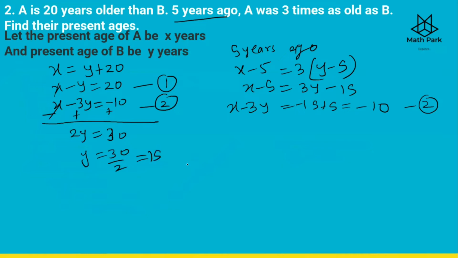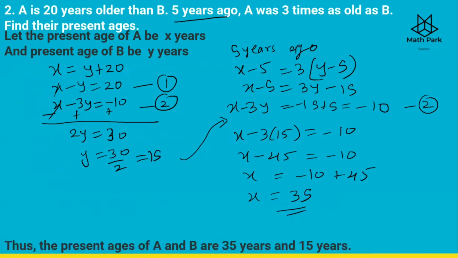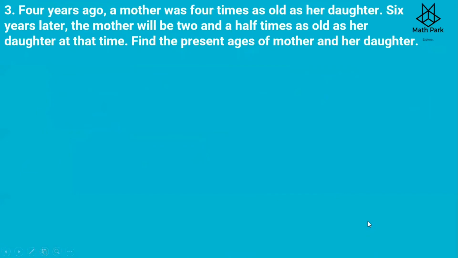Now you got the value of y as 15. Let us substitute this in equation number 2. We can put it in equation 1 or 2. Since 2 is written over here, I'm substituting this in equation 2. So you have x minus 3y, that is 3 times 15, is equal to minus 10. You get x minus 3 times 15, which is minus 45, is equal to minus 10. So x is equal to minus 10 plus 45. So 45 minus 10, we get x is equal to 35. Got it? So this is how we got the ages: A's age is 35 years and B's age is 15 years. Got it? Moving to question number 3.